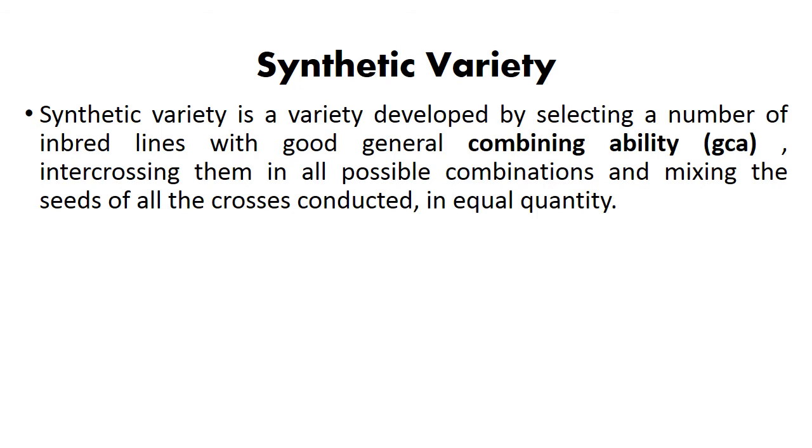Coming to synthetic variety. There are two kinds of populations, mainly synthetics and composites. A synthetic is a variety developed by selecting a number of inbreds with good general combining ability, intercrossing them in all possible combinations, and mixing the seeds of all the crosses in equal quantity.